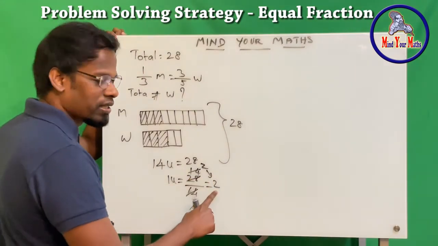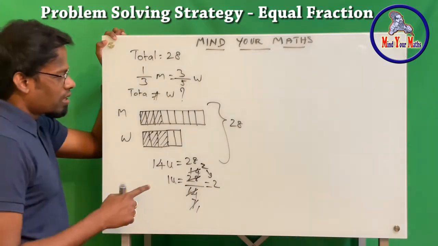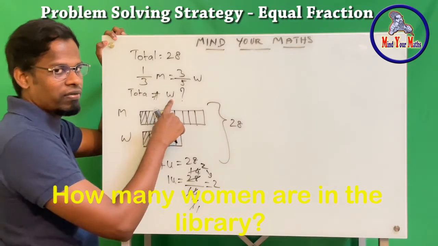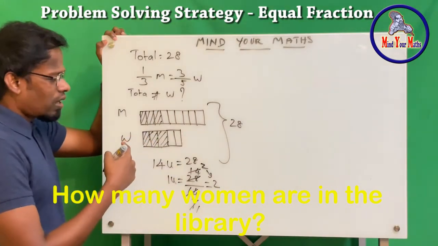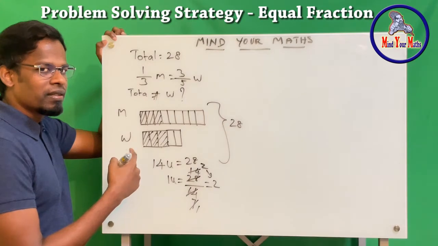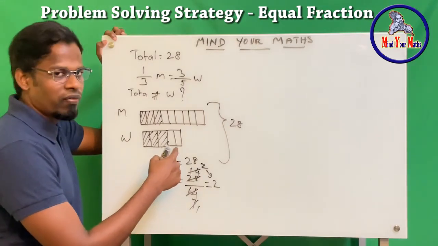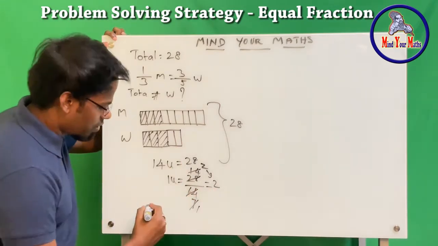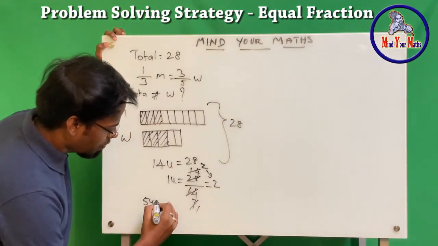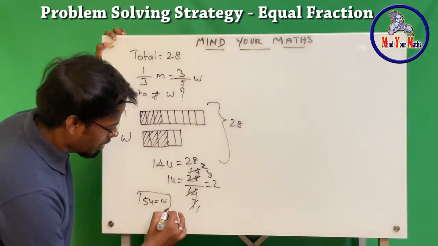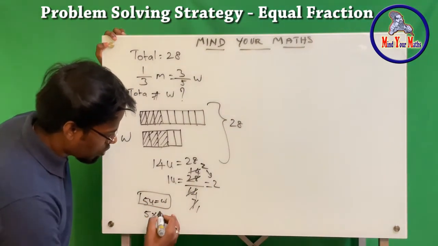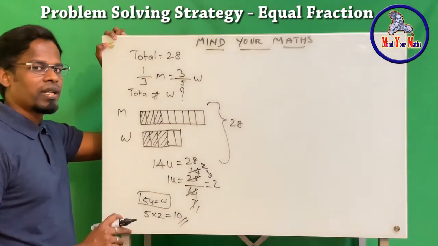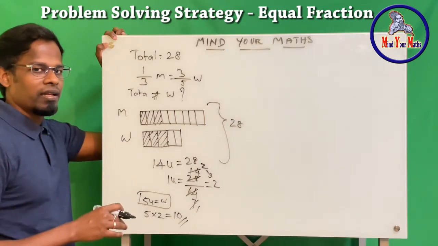So now 1 unit is 2. Yeah? What is the question? Total number of women. How do we know the total number of women? Yes, that's right. See, 5 units of women are there. Right? So which means 5 times 2. Which means 5 times 2 equals 10. So there are total 10 women in the library.